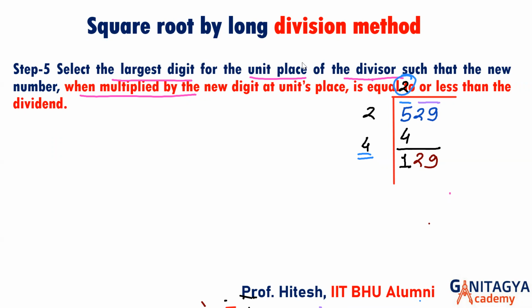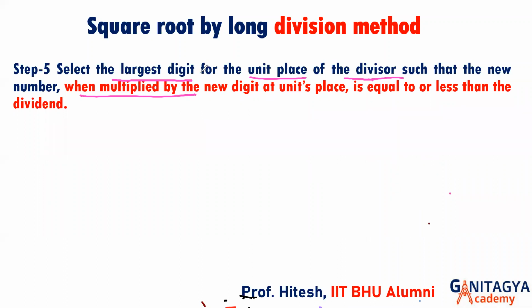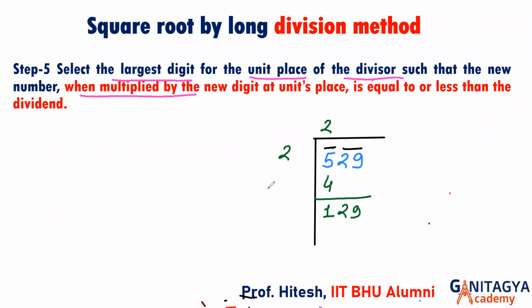Let me explain this. First, let me clear. Let me recall these steps. We are finding the square root of 529. Step number one, we make a pair bar. Then we will make a table. In this table we will put 2. So 2 into 2, that will be 4. Here we will write 4.